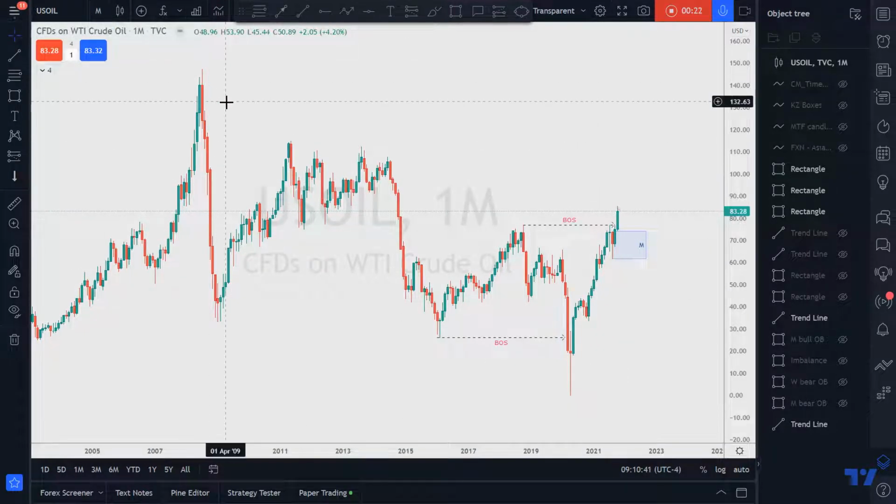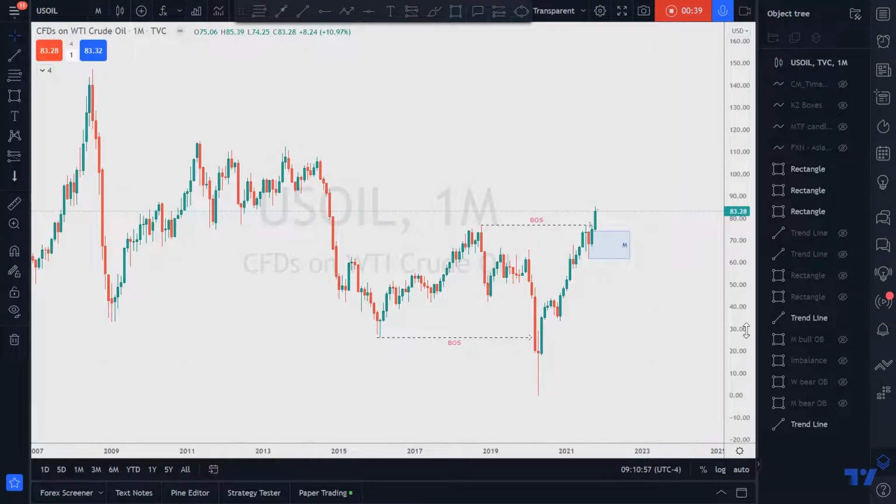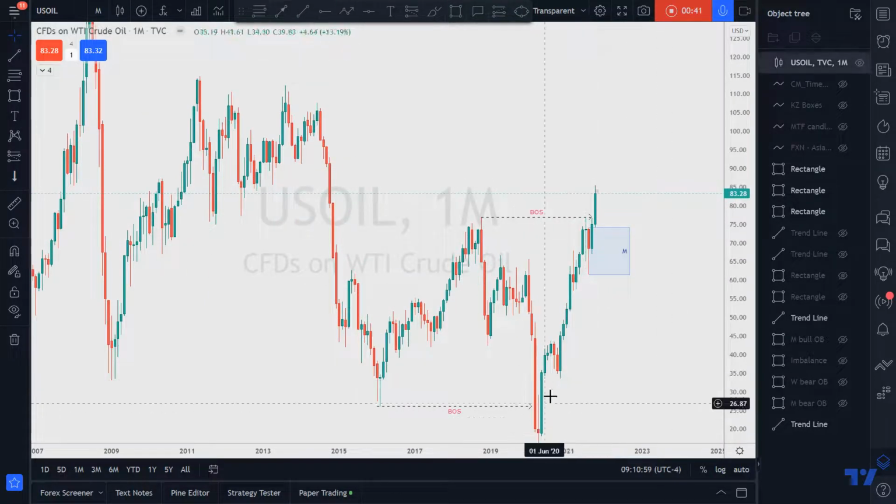Breakdown from the monthly. We can see price has made lower low, lower high, lower low, lower high, lower low. Where's the last break of structure? The last break of structure is to the upside, right here. Okay, and what does that mean? That indicates once price breaks structure, especially a bullish break, that price will likely continue higher.